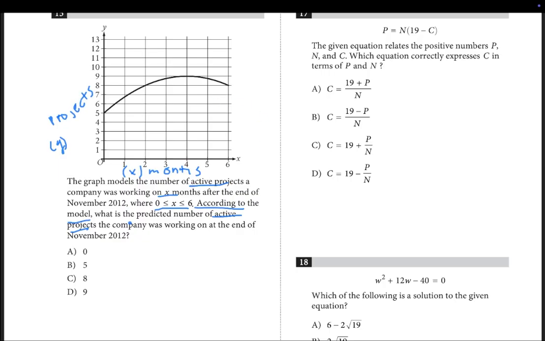So we can see it says, what is the predicted number of active projects the company was working on at the end of November 2012? We can see the graph starts at the end of 2012. So that means our x has to equal 0. Therefore, what is our value of y when x equals 0? We can see that's 5. Therefore, our answer is B.